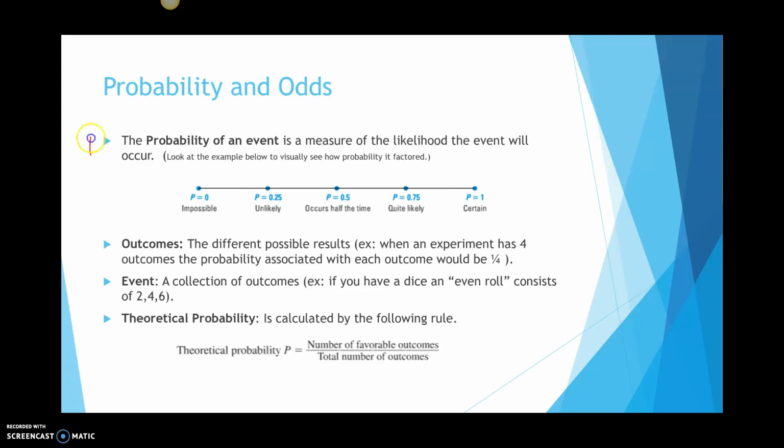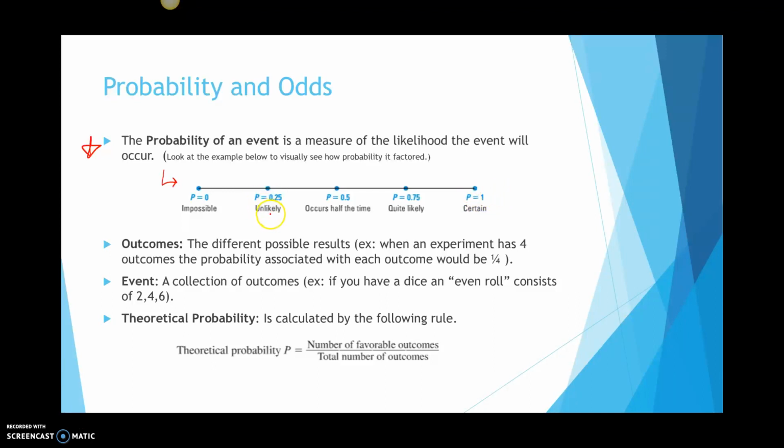The first one is the probability of an event is a measure of the likelihood that the event will occur. The example below shows a visual of how probability is factored. It's on a scale from 0 to 1. At 0, it's impossible for it to happen. Then we look at this at increments of jumping by 25, 50, 75, then to 1 whole, which is 100.